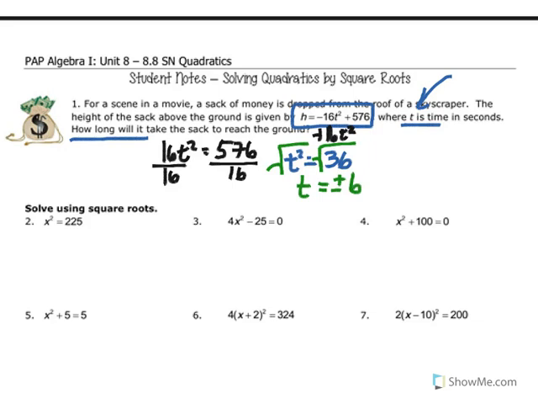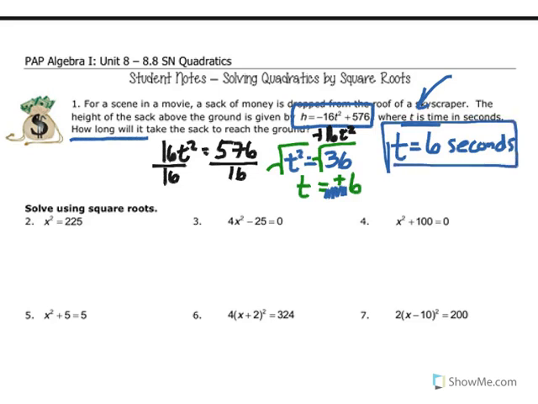Now let's think about it. The question is asking us about a function of time, and do we ever have negative time? And that would be no. So we're going to ignore the negative answer and say that t is 6 seconds. That's the amount of seconds it takes for the sack to drop.